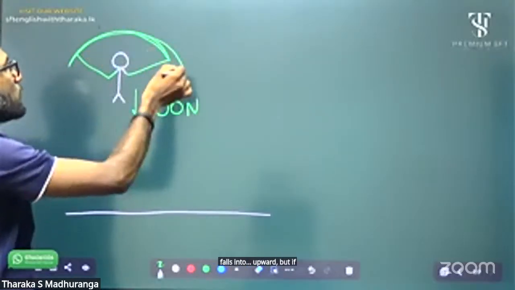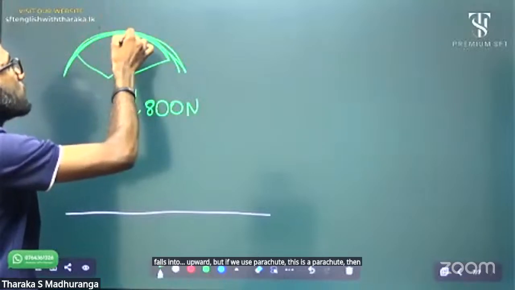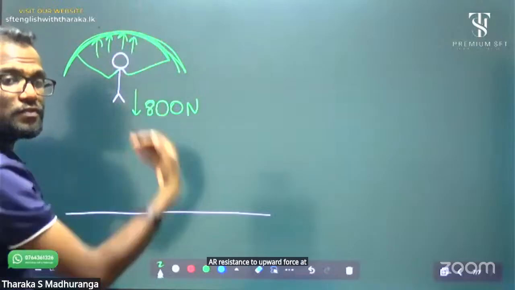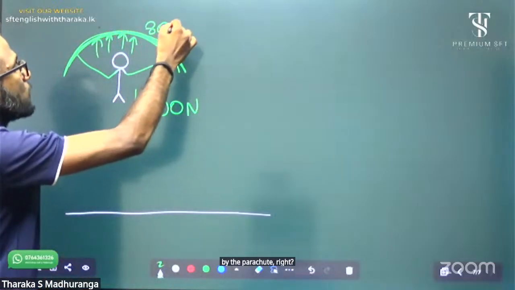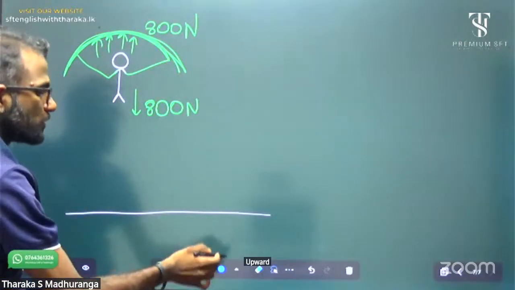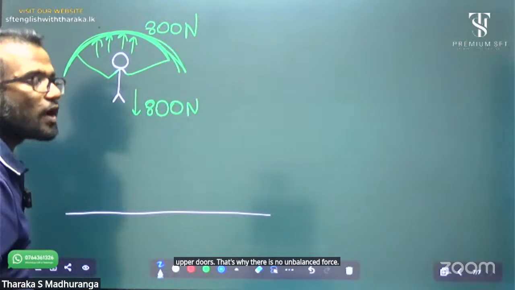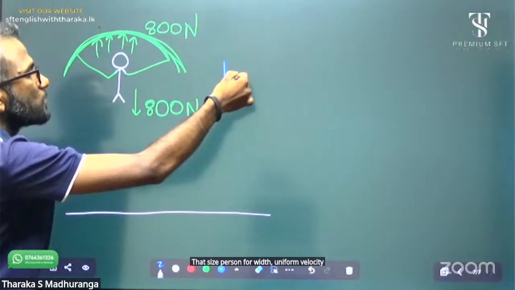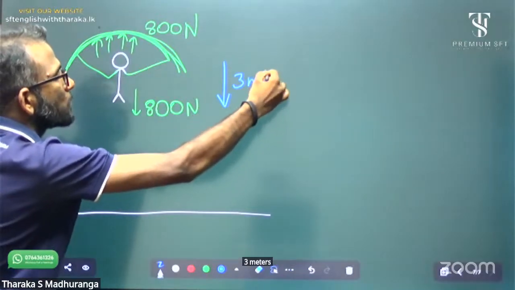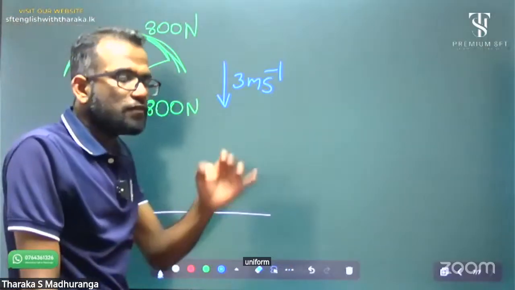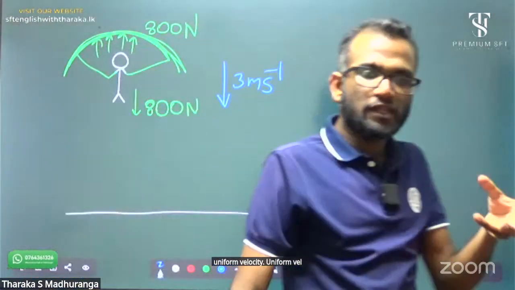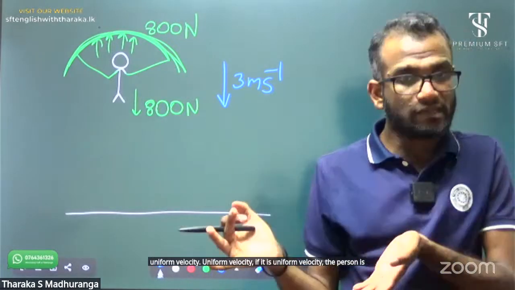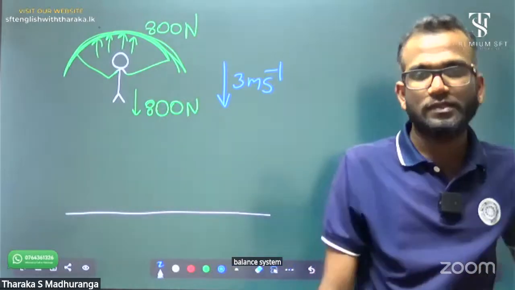But if we use a parachute, then air resistance, or upward force by the parachute, right? Then 800 Newton is upward also. That's why there is no unbalanced force. That's why the person falls with uniform velocity. Uniform velocity means 3 meters per second. If it is uniform velocity, the person is a balanced system. Balanced systems are not accelerating and have no unbalanced force. Right?